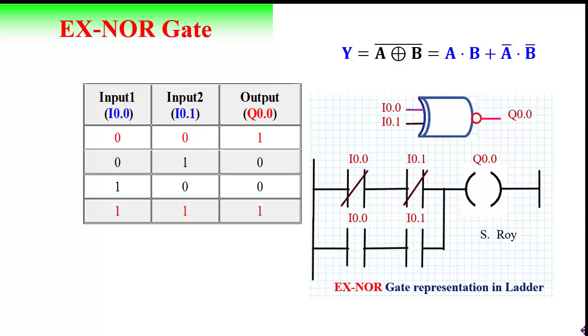For the case of 0 0, this will be logic 1, this will be logic 1, this will be 0, this will be 0. So through this path output will be logic 1. For the case of 0 and 1, this will be 1, this will be 0, this will be 0, this will be 1. So for this line, this is open circuit, for this line this is open circuit, so output will be 0. The similar thing will happen for the case when the input 1 is 1 and input 2 is 0. What will happen when both inputs are logic 1? This will be 0, this will be 0, this will be 1, this will be 1. So through this path the output will be logic high.